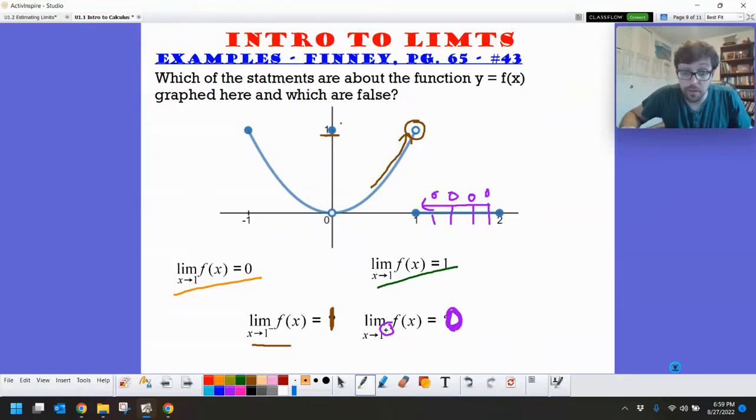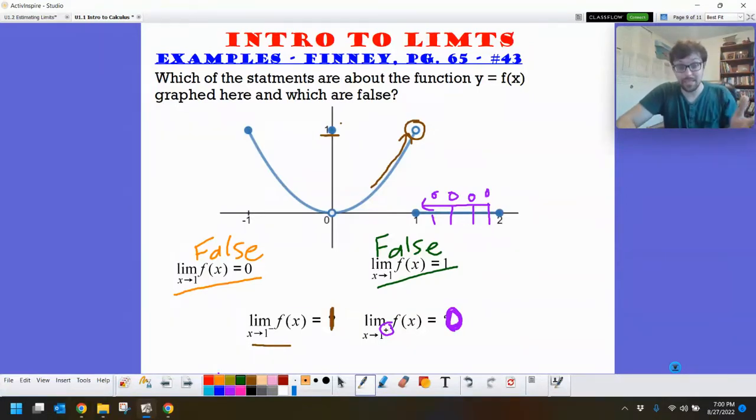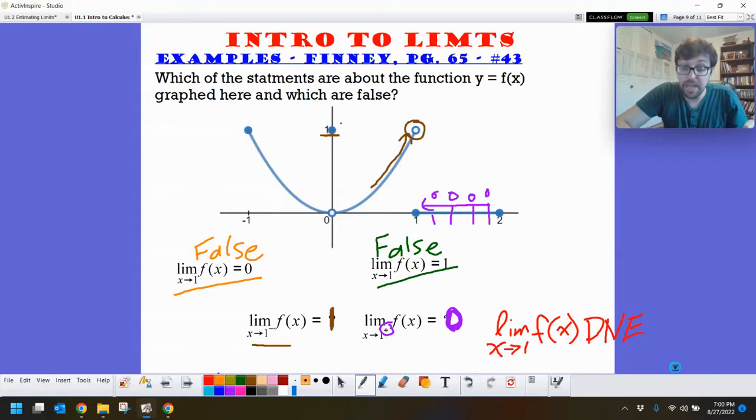So it turns out that both of these people were wrong. These are both false, because our limit from the left and our limit from the right are not equaling the same value. Since they don't equal the same value, our limit does not exist. The limit as x approaches 1 of f of x does not exist.